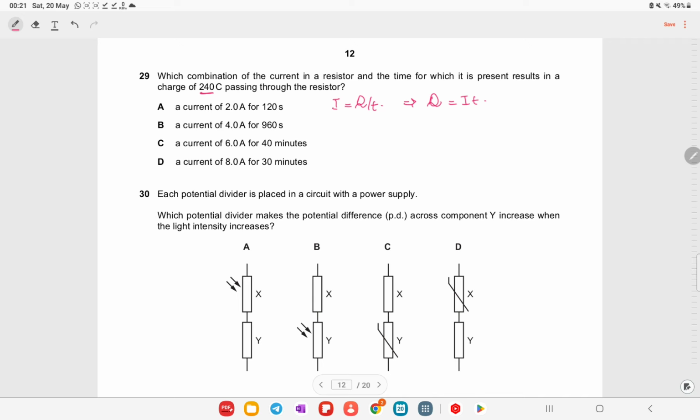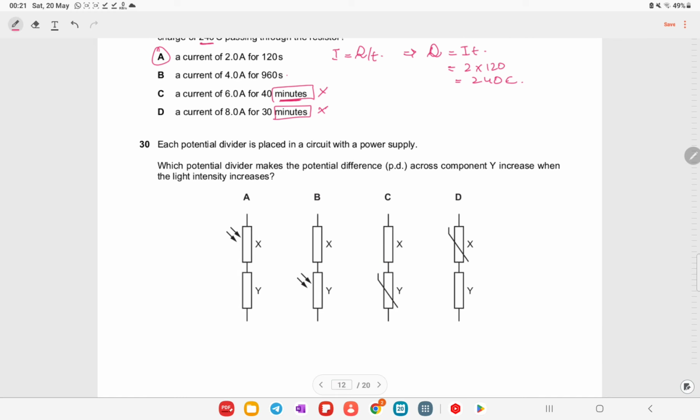Now you apply the values into this. I is 2, and time is 120. So you multiply this, and you get 240. So option A is the right answer. 4 times 960 will not give you 240. 6 times 40, and this is in minutes, so you cannot use this. And over here 8 times 30, again this is in minutes, so these two cannot be possible. So again option A is the right answer.